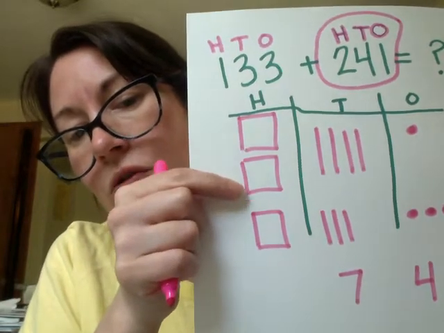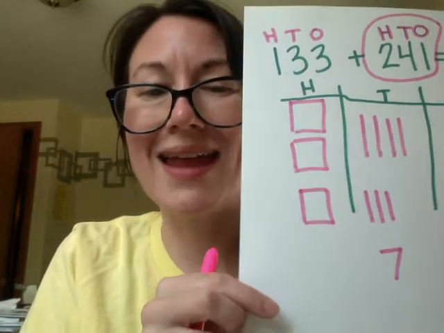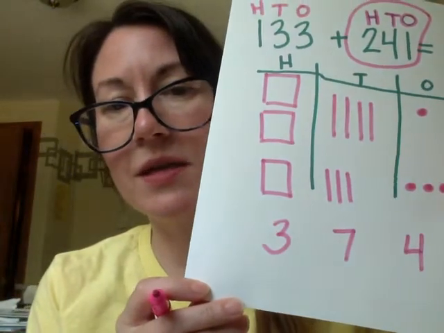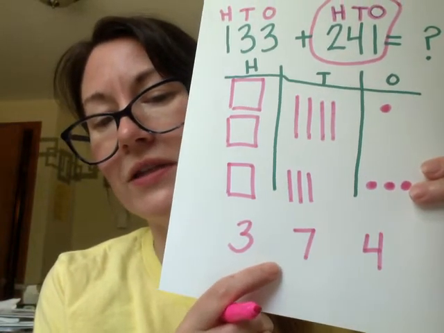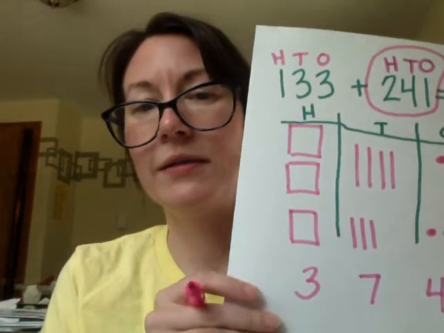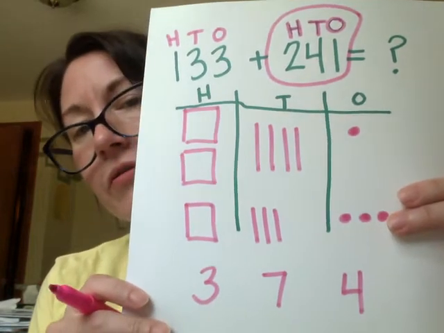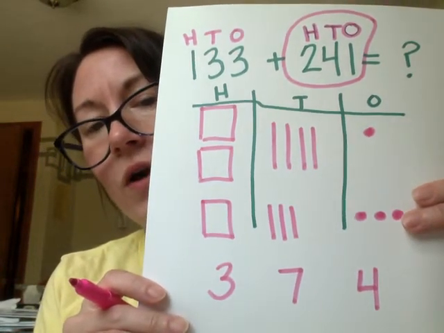Can you see the answer? 3 hundreds, 7 tens, and 4 ones. 133 plus 241 equals 374. Now let's try one written up and down. And guess what? When I break it down, it's still the same thing.